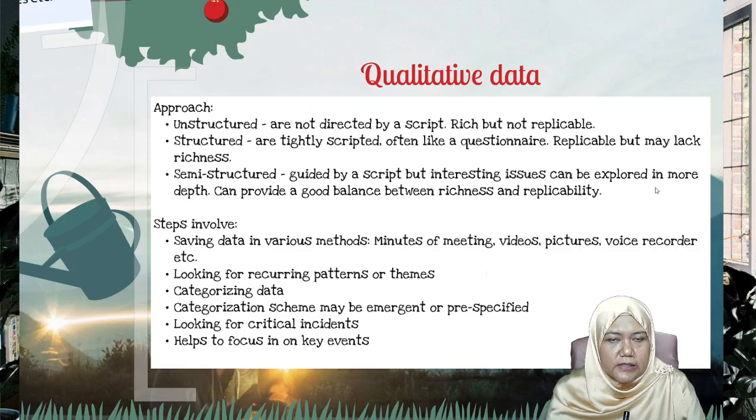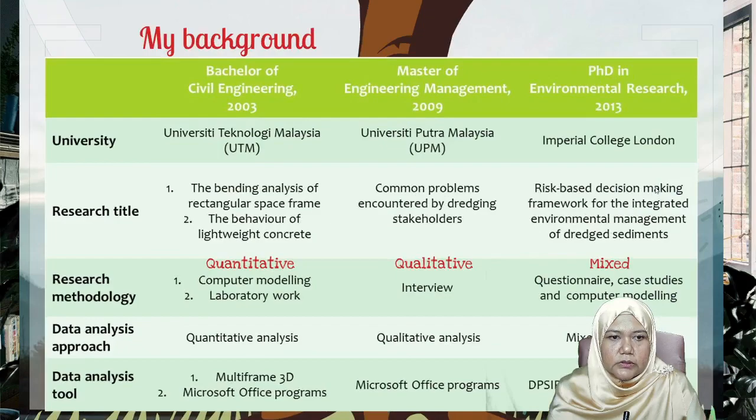Which one of the themes is actually critical? It's the one that is always mentioned by the respondents, and that theme helps you to focus on key events. It means that if everyone is talking about the same thing, the problem arises in the same thing, so it should be explored more. That is basically the theory of research methodology.